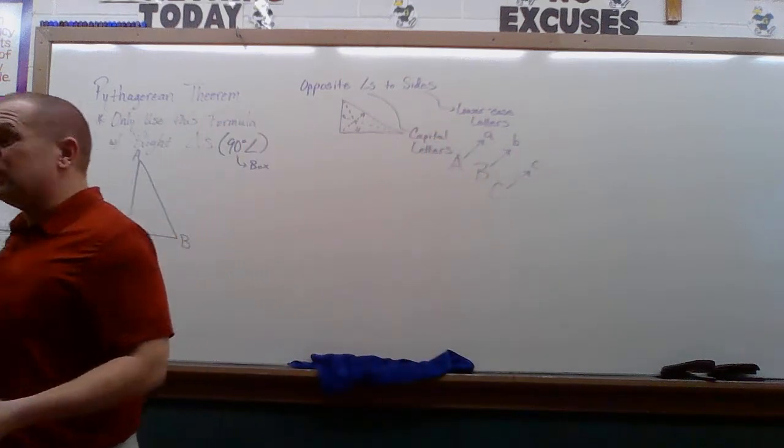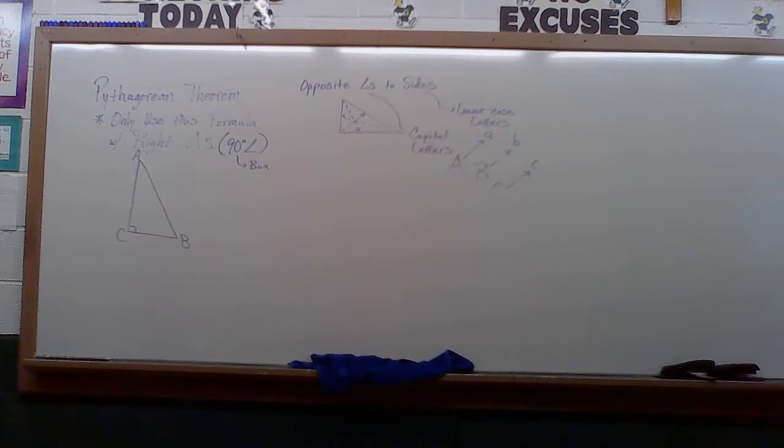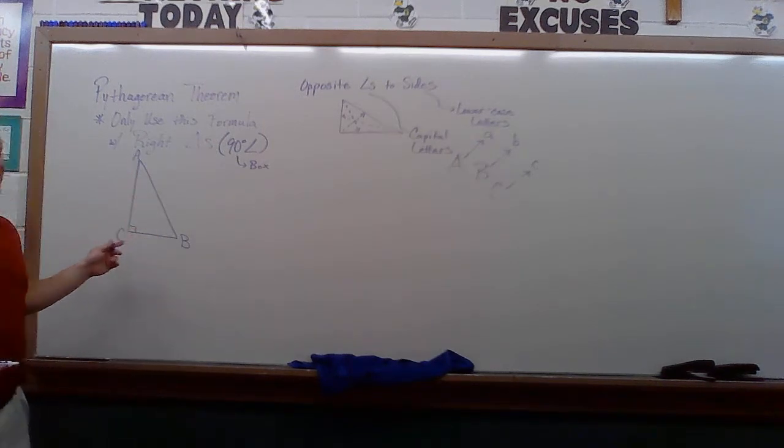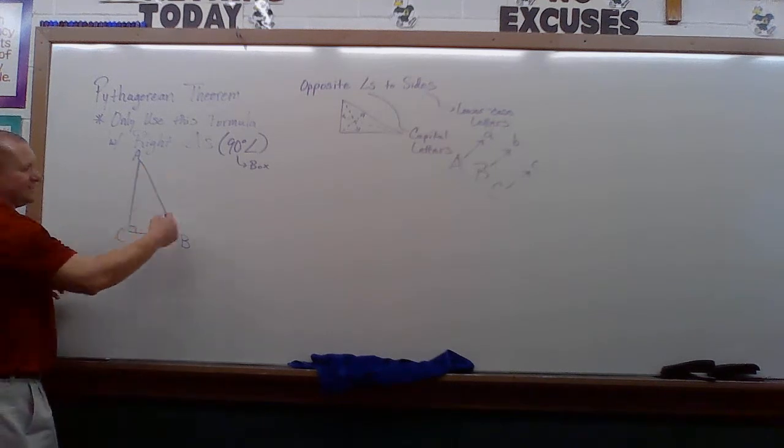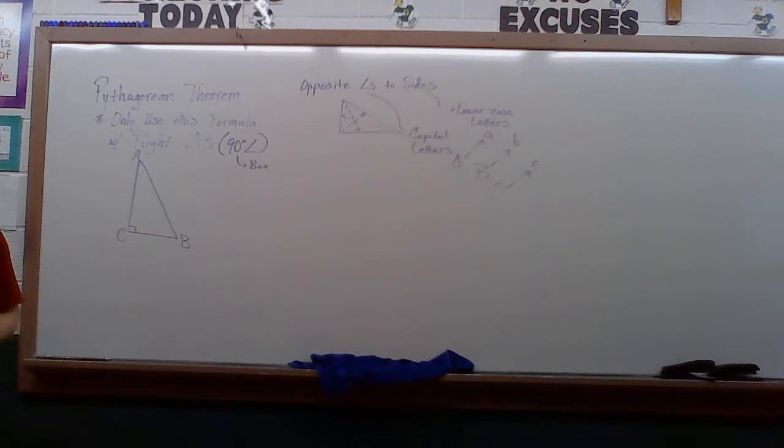But this happens with any of the angles that you can name. So instead of using A, B, and C here, I could use X, Y, Z. I could use L, M, N. Okay? Any of those angles, they also have the same letters with the sides, they're just lowercase. That makes sense to everybody?